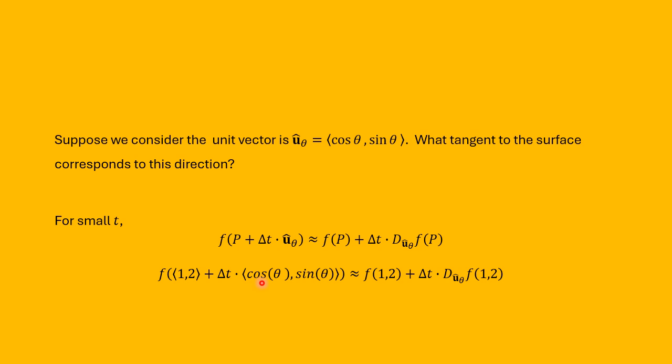And so we're going to be looking at this stuff right here. So we have P plus delta t times the unit vector, which is right here. And that's approximately equal to f of P, which is f of 1, 2, plus delta t times this direction, the derivative in the direction u sub theta of f, evaluated at 1, 2.